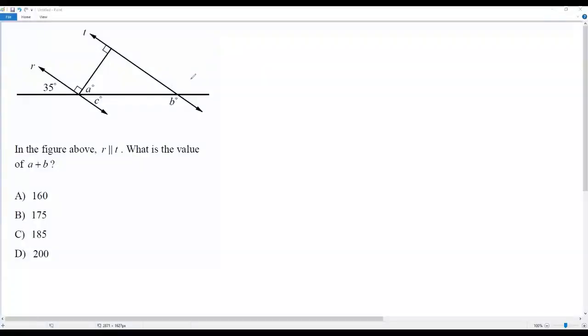Here we have a geometry question on angles. Okay, let's go to the question. In the figure above, R and T are parallel. What is the value of A + B?